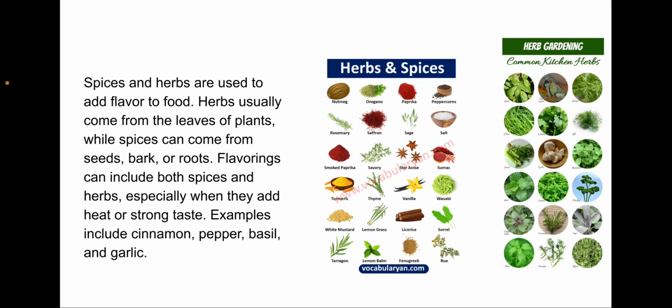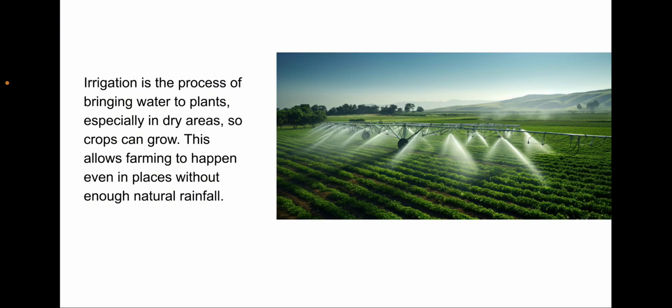Spices and herbs are used to add flavor to food. Herbs usually come from the leaves of plants, while spices can come from seed, bark, or roots. Flavorings can include both spices and herbs, especially when they add heat or strong taste. Examples include cinnamon, pepper, basil, and garlic.